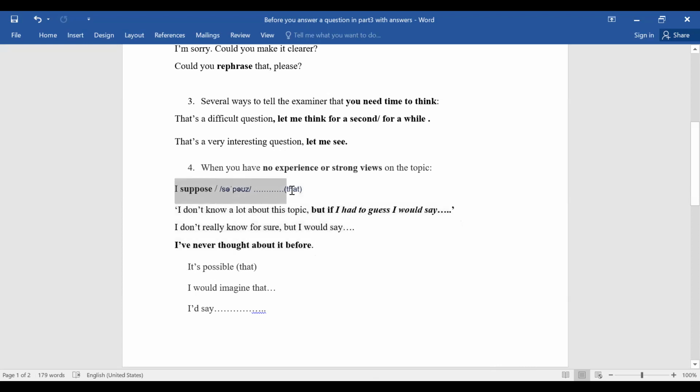Can you say this, but a little bit more quickly? I suppose that. Yes, I suppose that. Don't forget the sound, everybody, because many students say, I suppose that. No, I suppose that. The word suppose is weaker compared to the word think. When you say I suppose that, it means I'm not sure, but I guess.